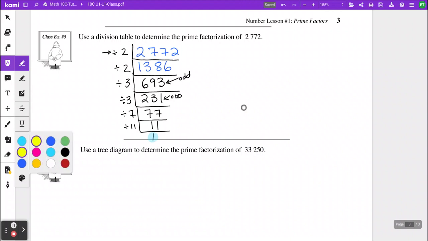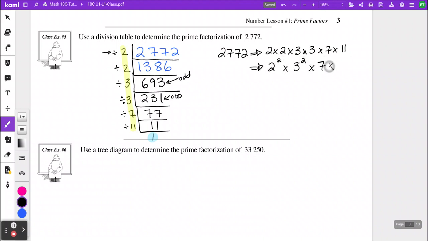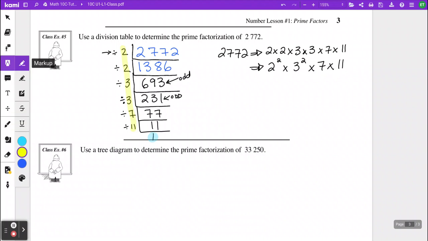And now where are my prime numbers located? On the left-hand side. So to write it as a prime factorization, you would say 2772 becomes 2 times 2 times 3 times 3 times 7 times 11. That is your expanded form. In your exponential form, 2 squared times 3 squared times 7 times 11. Again, our exponent numbers are telling you how many of each of the factor numbers you have.